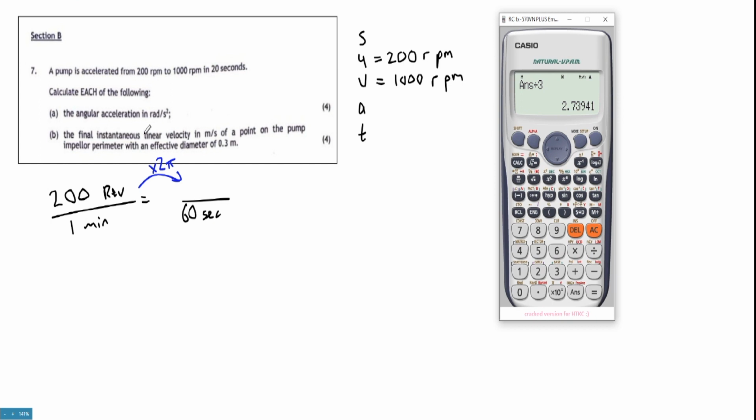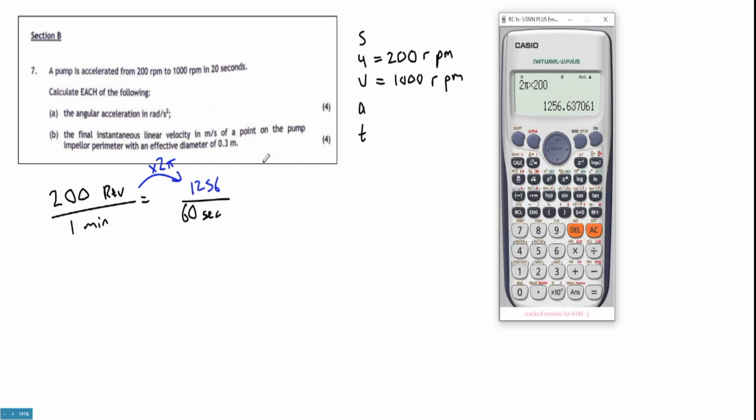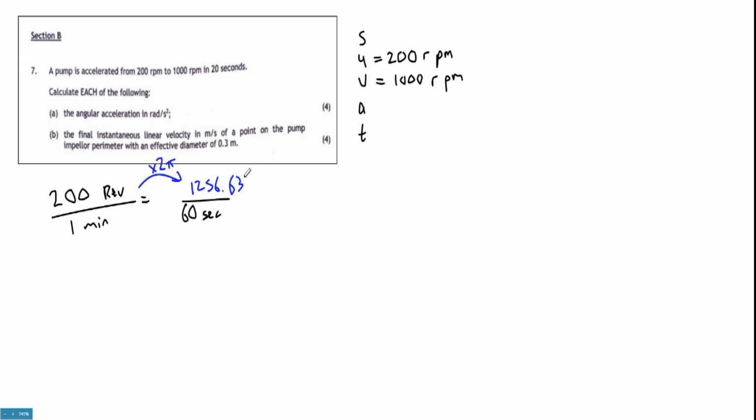It's about 6 radians in a full revolution. So it's going to be about, what, 6 times 2? It's about 1,200, 1,300 probably. 2 pi times 200, and I'm going to pop it into the calculator. 1256.637, and this will be radians in 60 seconds.